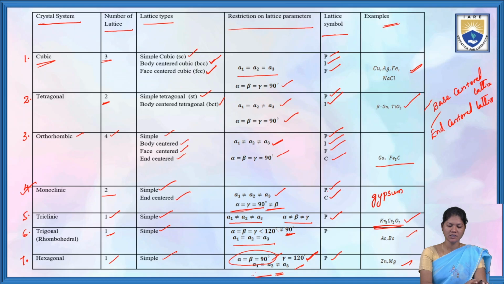So these are the 7 types of crystals, and these systems show various ways of arrangement of atoms. That can be distinguished in 14 ways by the Bravais lattices.